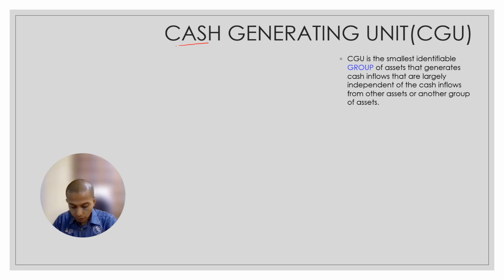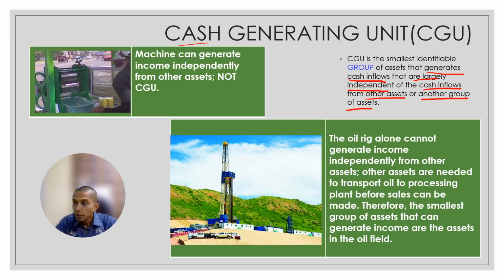So the next part is cash generating unit. What is a cash generating unit? Basically, a cash generating unit is the smallest identifiable group of assets that generates cash inflow that is largely independent from the cash inflow of other assets or other groups of assets. It is a group. For example, here a machine can generate income independently from other assets, so it is not a CGU because it does not depend on other assets. It is independent.